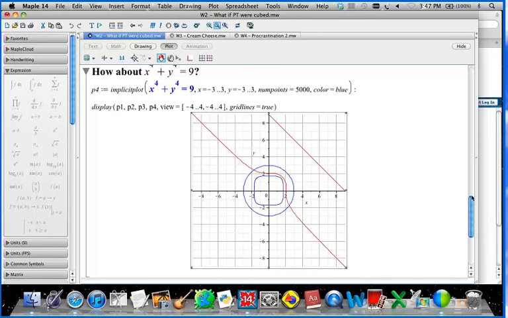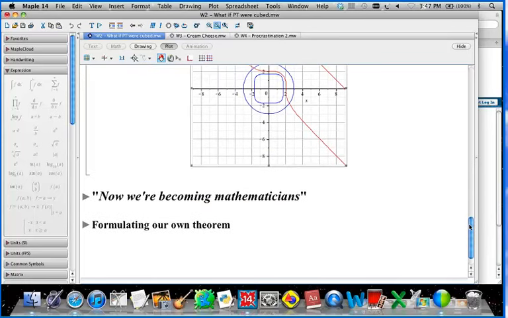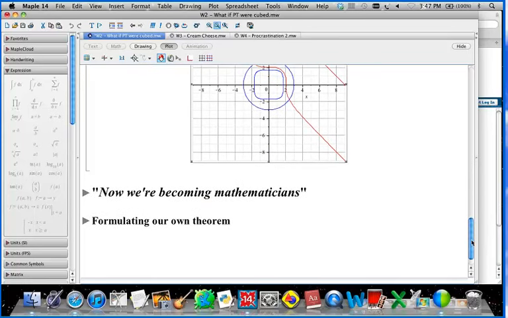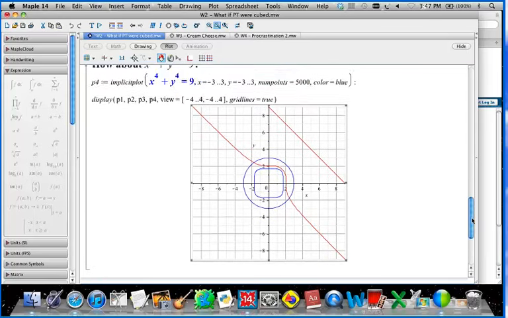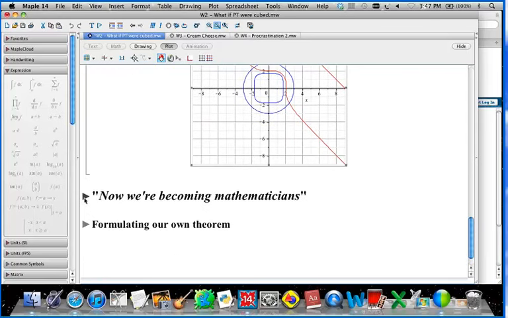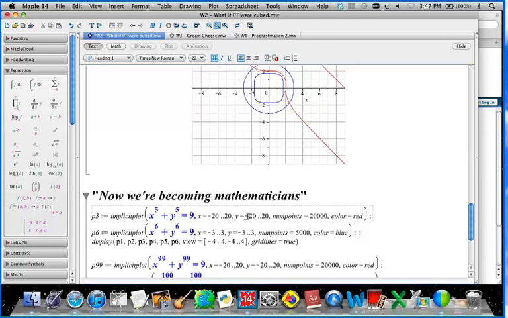And let's test that hypothesis. And this is when I say, now we're starting to become mathematicians. This is how mathematicians think. They make some observations, form a hypothesis, and test the hypothesis. So let's make graphs for 5, graphs for exponent 6, and let's display them all at once.